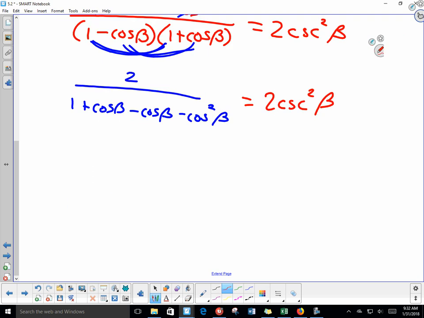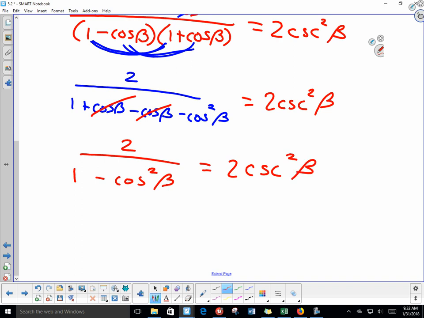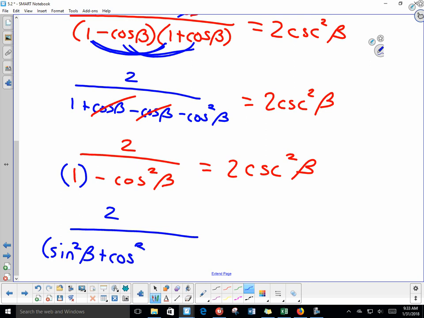And now these cosine betas are going to subtract off. So we get 2 over 1 minus cosine squared beta. Trying to show that that's equal to 2 cosecant squared beta. Again, if you see a 1 and a cosine squared or a 1 and a sine squared, chances are you can simplify by rewriting the 1 as sine squared plus cosine squared. So let's replace this 1 with sine squared beta plus cosine squared beta. And then I still have this minus cosine squared beta. And again, I'm trying to show it's equal to 2 cosecant squared beta.